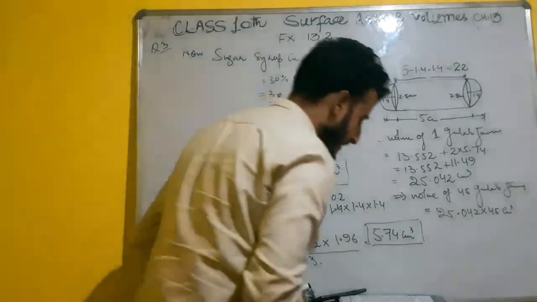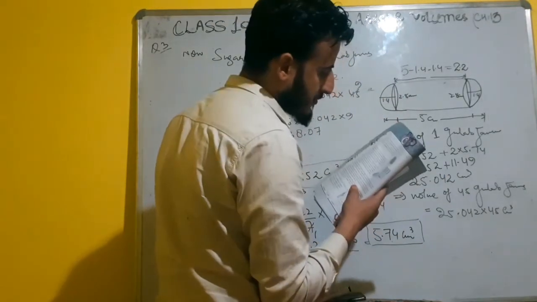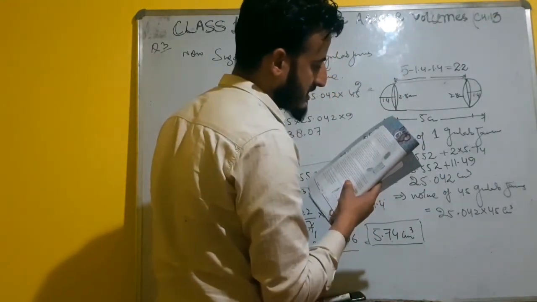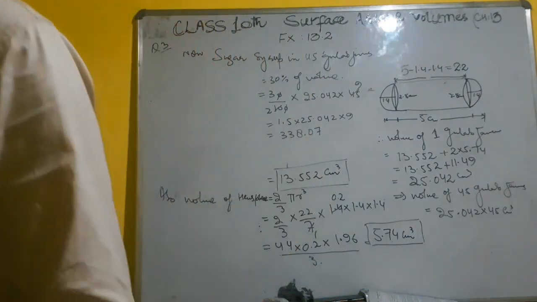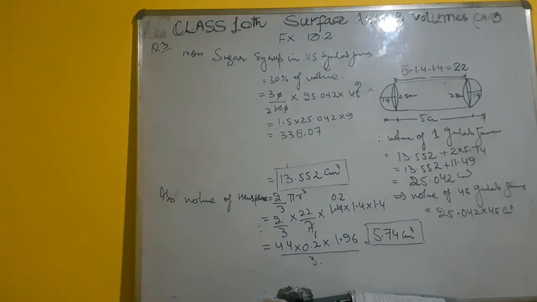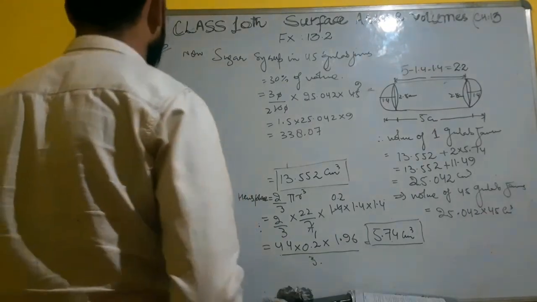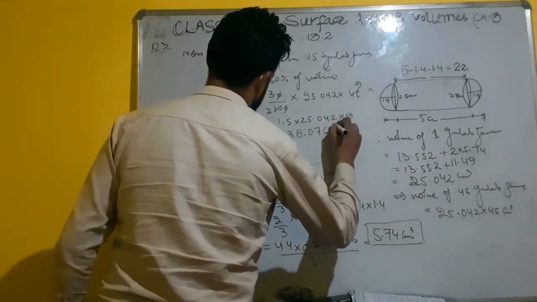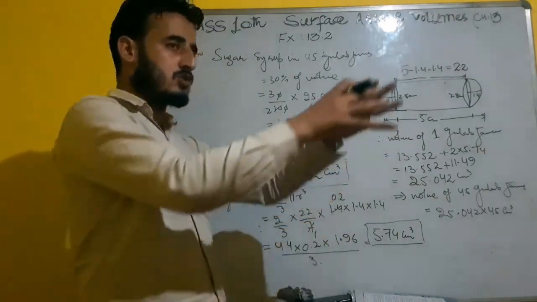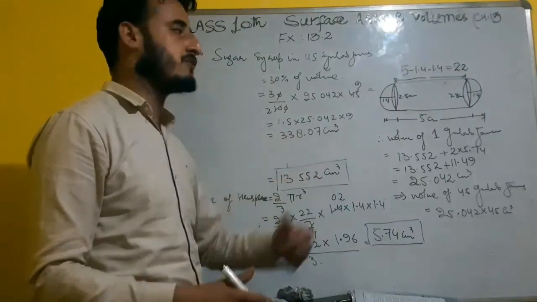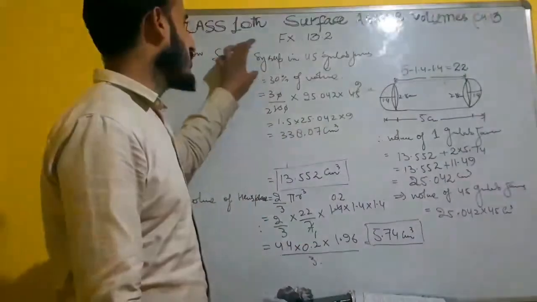This is the total sugar. What we need to find is approximately how much syrup will be found. So 338.07 is the total sugar present in 45 gulab jamuns. Because it says this is also 30% of volume, therefore 338.07 of the total volume, that 338.07 centimeter cube will be the sugar syrup.